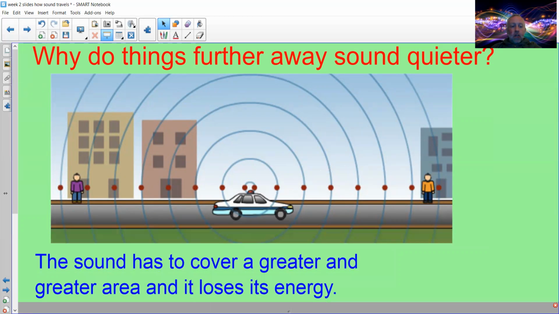Well, the answer is that the sound has to cover a greater and greater area and it loses energy. As the sound travels further and further out, it's only got the energy of that one thing, that siren blaring. And bit by bit, it has to try and cover a wider and wider area. So eventually that energy just sort of peters out. The further away you are, the less energy has reached you. It has to spread out in a larger and larger bubble. It hits buildings and trees and various other things, and some of it bounces away and it just loses its energy eventually.